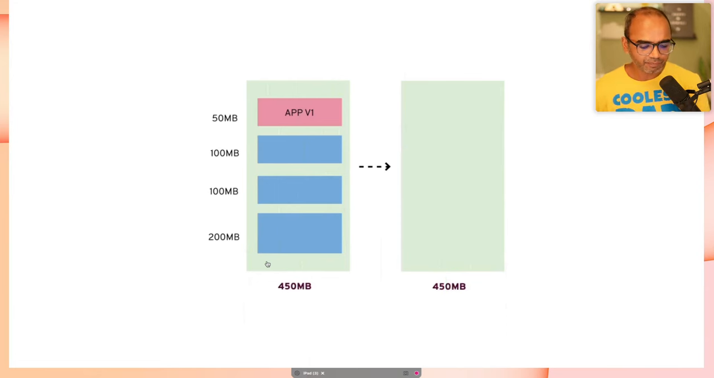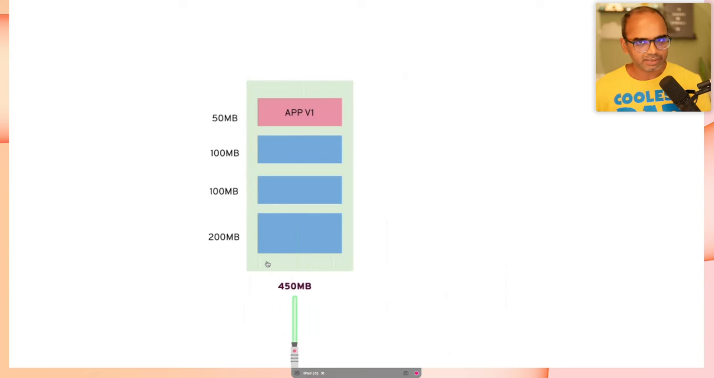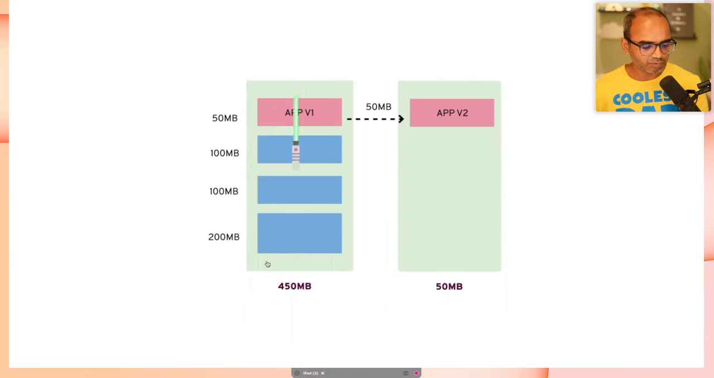With containers, it's very interesting because container images can also be around the same size. It can be the same size, okay? Let's say this is 450 MB. Your application is 50 MB. You distributed this image. I have your version 1 of the image. I'm running it. Now you made a change to your application. You go from version 1 to version 2.